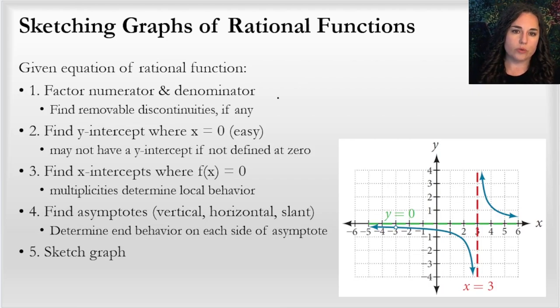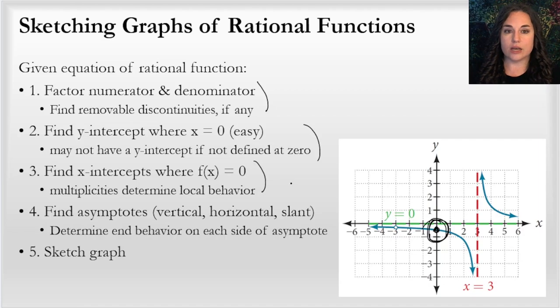Given the equation of a rational function, we definitely want to get it in its factored form. Its factored form is going to be way more useful than any general polynomial form. You'll solve for the y-intercept. That's an easy situation. When x equals 0, solve for the y-intercept, and you should be able to identify that on your graph.